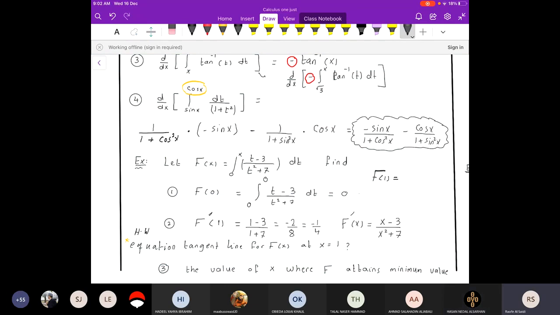How did you get it? So what is f of 1? The integral from 0 to 1. For the equation of a tangent line you need a point and the slope. The slope is obviously f prime. But f of 1 is the integral from 0 to 1. Now, how can you evaluate this integral?